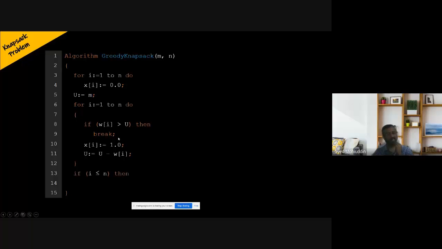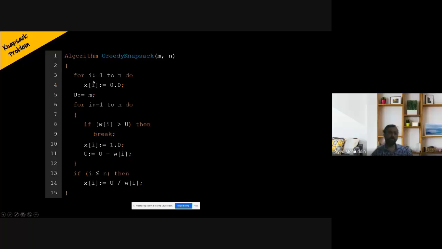And lastly, we check if i is less than n. If there is some object remaining, then we put that fraction, that is the remaining capacity divided by the weight of the object, as its fraction. And for all the rest of the objects, their fraction will be 0. So this is how greedy knapsack will work.